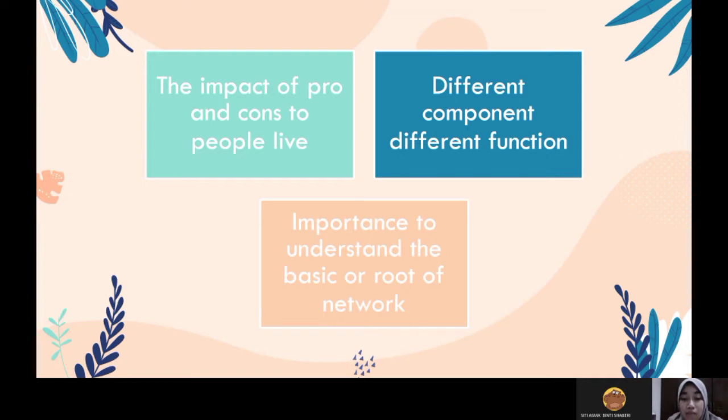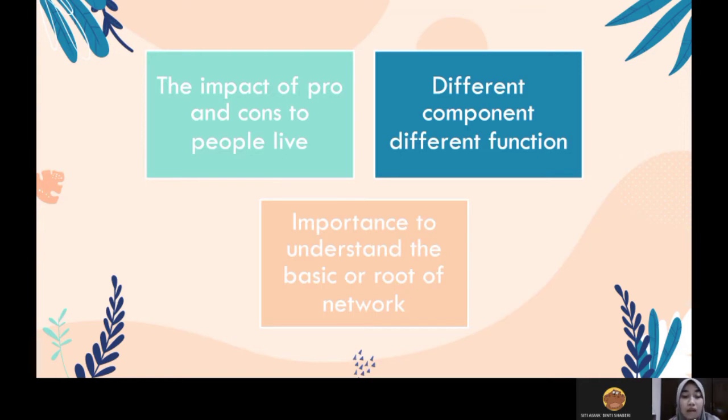So I'll explain in more detail. The impact of pros and cons on people's lives. Actually, we know that network components also contribute to improving our communication with others like staff, suppliers, and customers, and we can share more information and get in touch more easily when it comes to business. So our business will be more efficient.